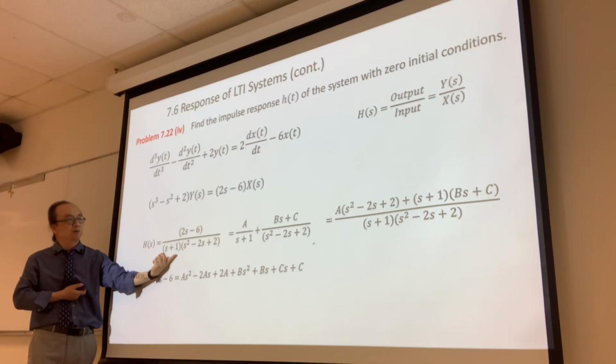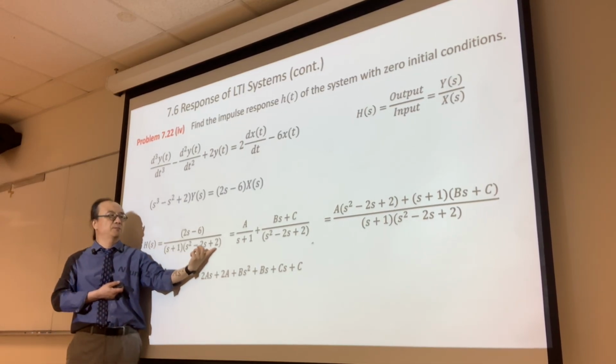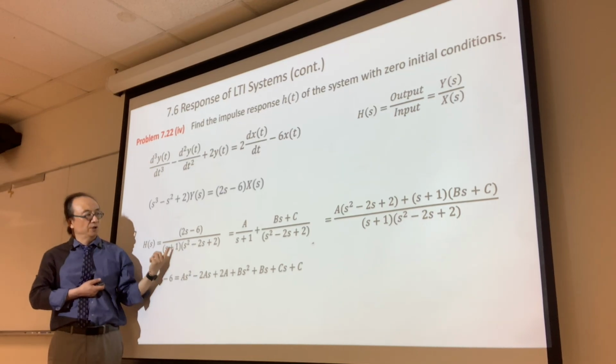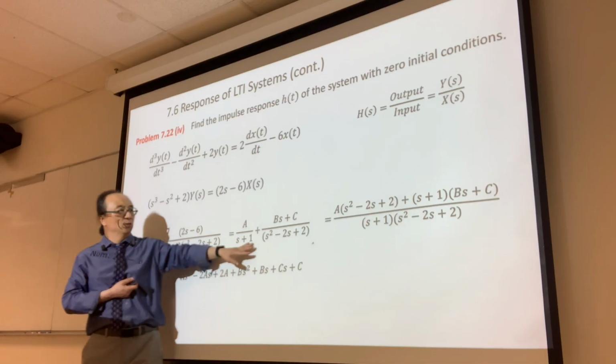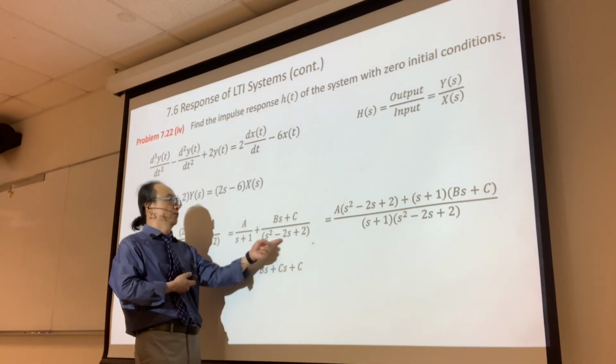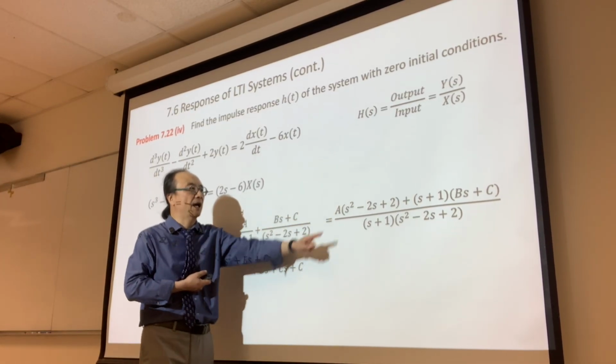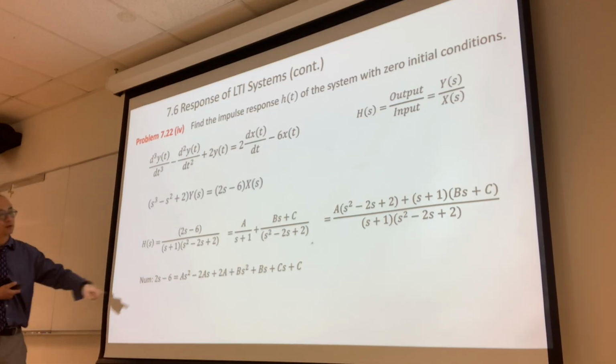And since we have s plus 1 times s squared minus 2s plus 2, now we are going to apply the partial fraction expansion with this format, and then when you cross multiply this, we have that, and we expand the numerator, we have this.